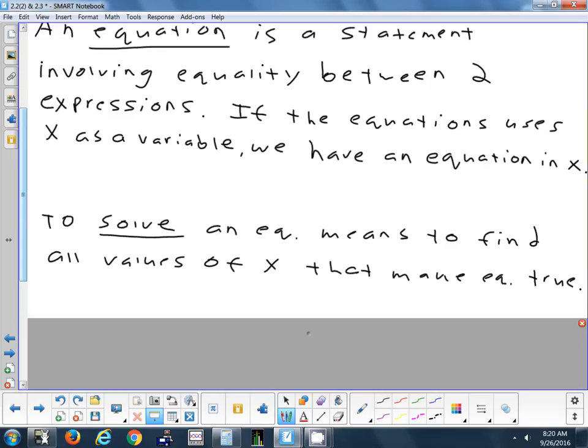Now, when you're solving a linear equation, how many answers can you get at most when you solve a linear equation? Yeah, you can only get one answer at most. Okay. At a minimum, you could get zero answers. If I gave you the equation 2x plus 5 equals 2x plus 4, you're not going to be able to solve that. But in general, linear equations usually have one solution.